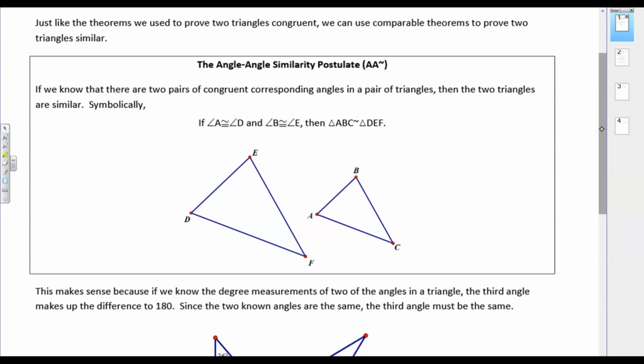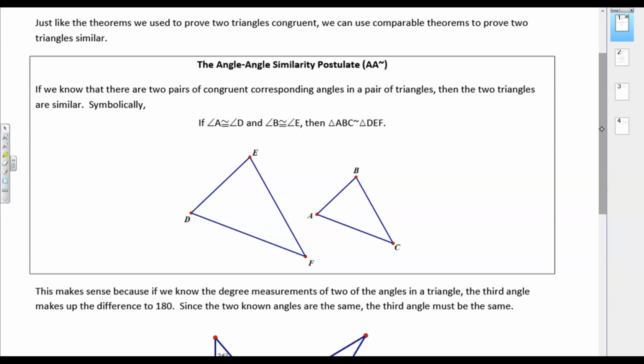In this lesson, we're going to talk about proving triangles similar in a way that we've previously talked about proving triangles congruent. We have some very similar theorems that show similarity rather than congruency in triangles. And the first is the AA tilde postulate.